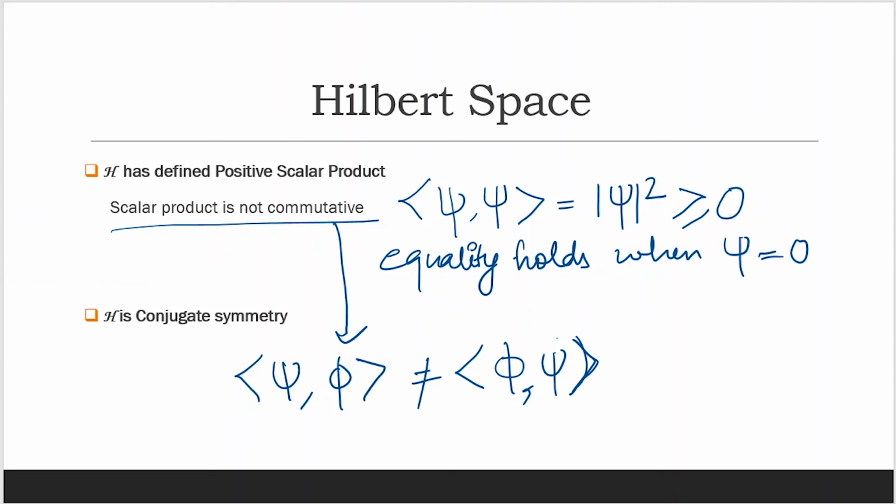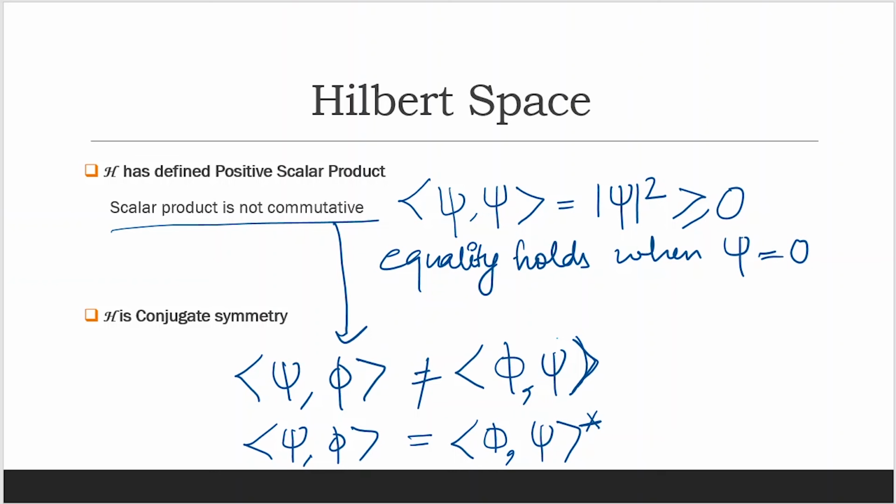So Hilbert space has a conjugate symmetry. What is it? It means that if we change the order of the product, if we swap xi and phi, we have to take the complex conjugate of that scalar product. Then this relation holds true.